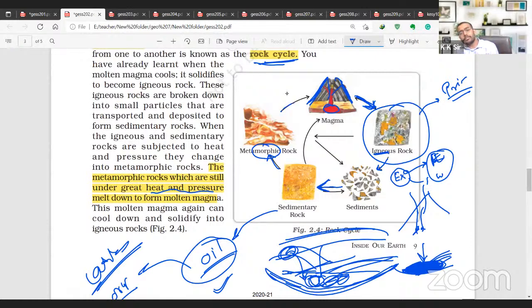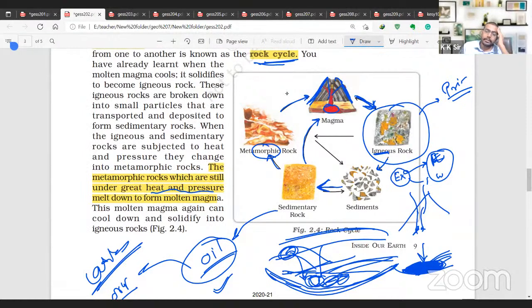तो फिर ये volcanic eruption हो सकता है वहां से, and the whole chain will start again. Sedimentary rock, instead of becoming metamorphic rock, directly can be consumed or changed into magma. बहुत heat and pressure बने और वो lava में convert हो जाए. That's possible.